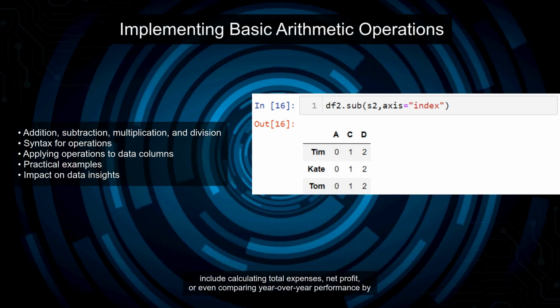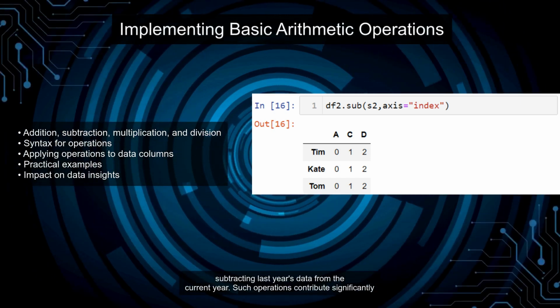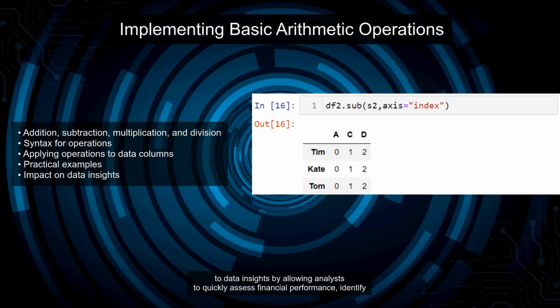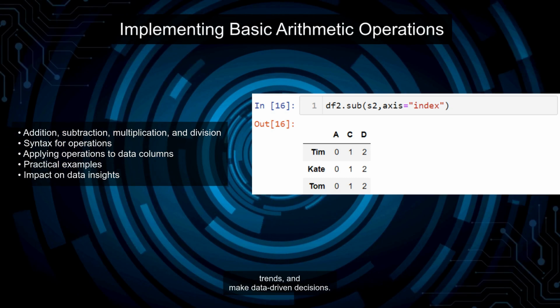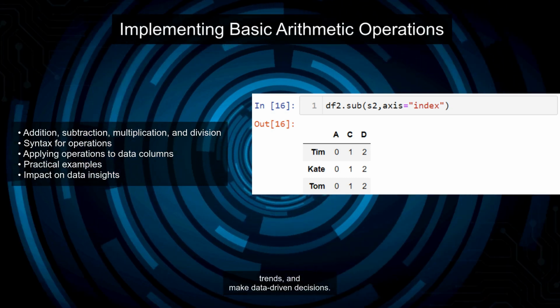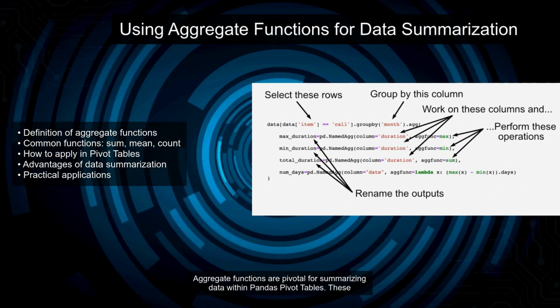Practical examples include calculating total expenses, net profit, or even comparing year-over-year performance by subtracting last year's data from the current year. Such operations contribute significantly to data insights by allowing analysts to quickly assess financial performance, identify trends, and make data-driven decisions. Aggregate functions are pivotal for summarizing data within Pandas Pivot Tables.